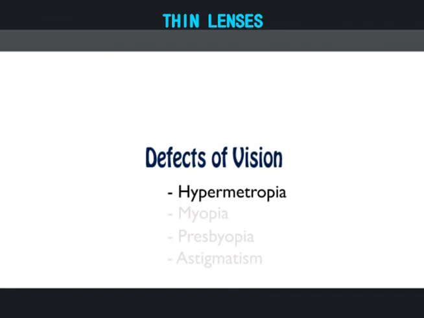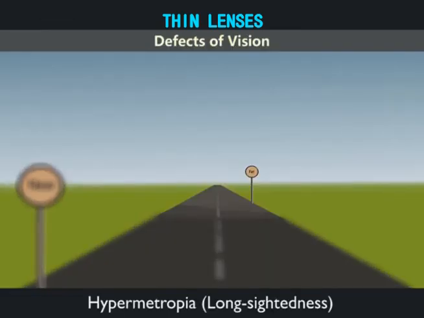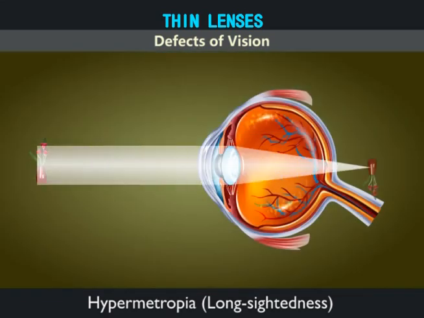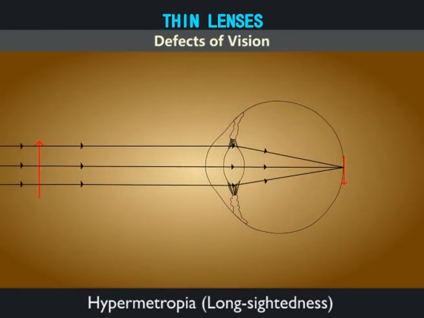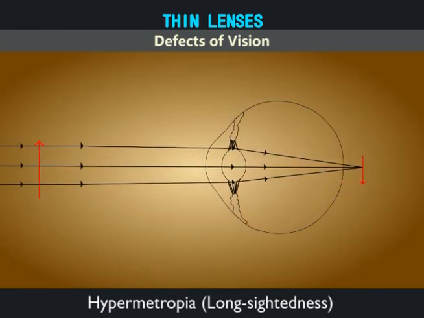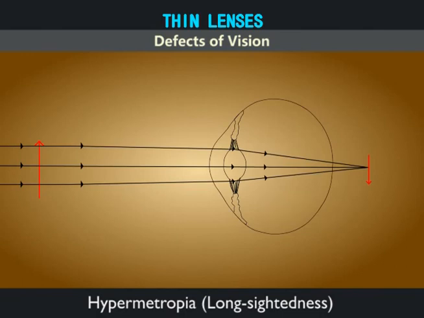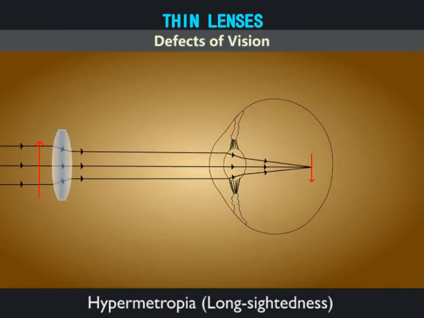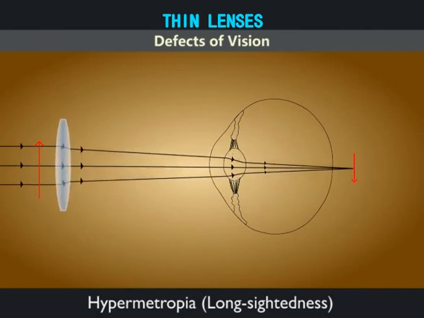Hypermetropia, also called long-sightedness, is a defect in which nearby objects cannot be seen clearly. This is because the image is focused behind the retina. It happens due to increased focal length of the lens or decrease in the length of the eyeball. The defect can be corrected using a convex lens of suitable focal length.